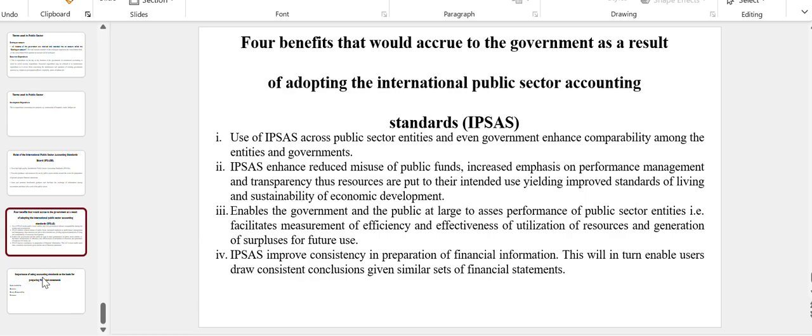Adoption or use of IPSAS also improves consistency in the preparation of financial statements, because one principle under IPSAS is that you should prepare financial statements consistently. If you've used these accounting standards this fiscal year, you should use the same accounting standards in the next fiscal year. So there should be uniformity in the use of accounting standards. And those are not the only benefits. You can have as many as 10 benefits of IPSAS.